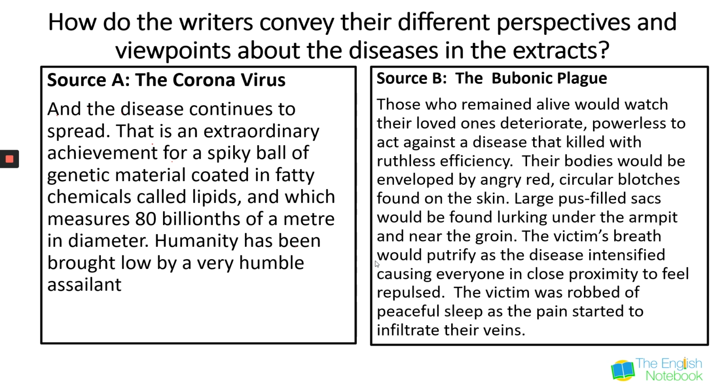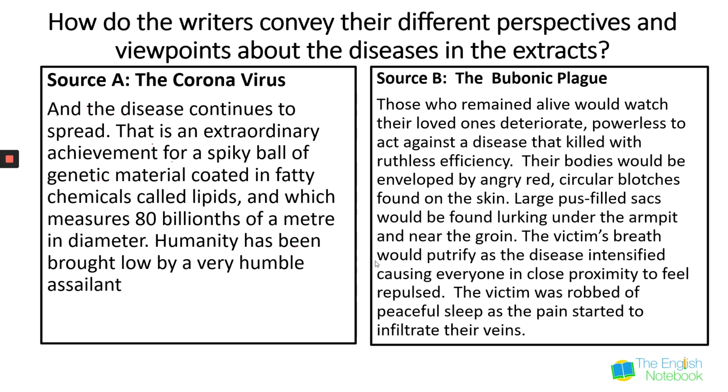Okay, as you can see, there are different ways in which the plague or the virus in both diseases were understood and perceived. If you look at source A, we can see that there's a lot of description, right? We can see some visual description like spiky ball of genetic material coated in fatty chemicals. We've got some visual adjectives there. We've also got some technical language, as you can see, which measures 80 billionths of a meter in diameter, right?